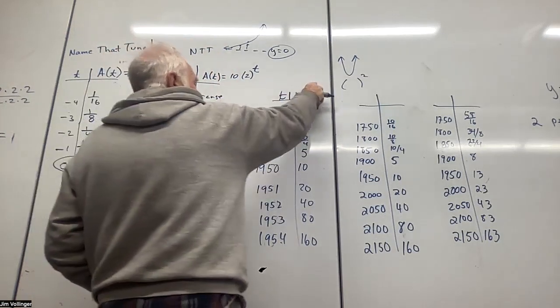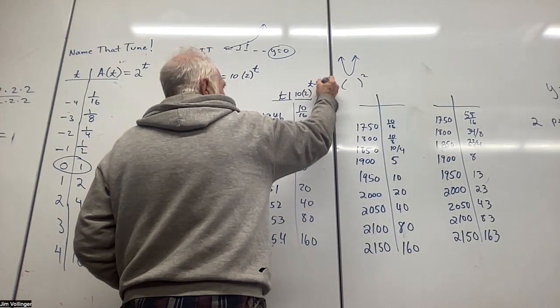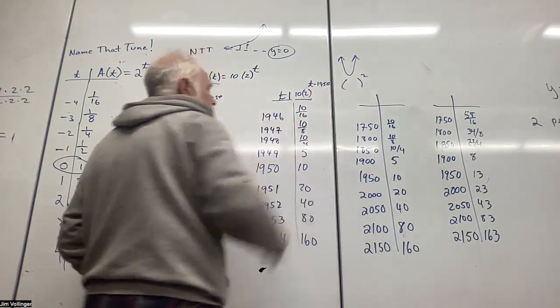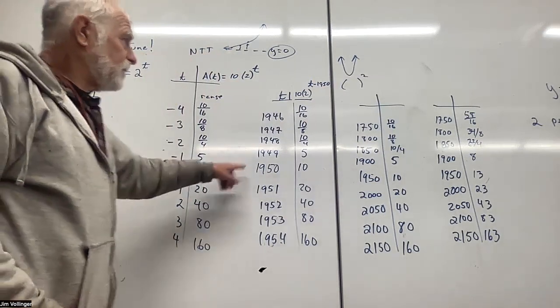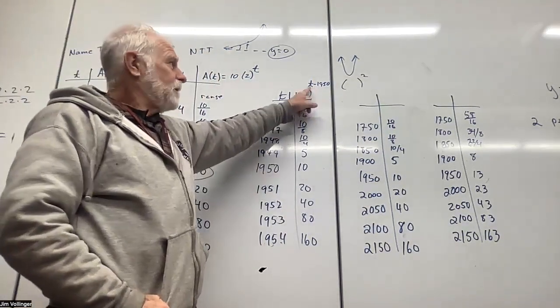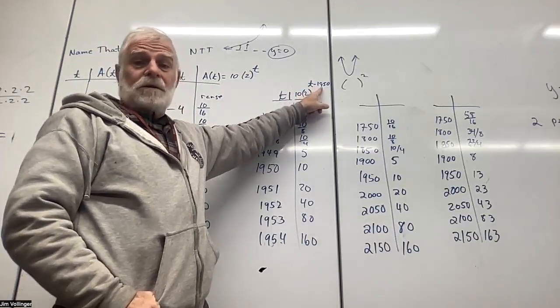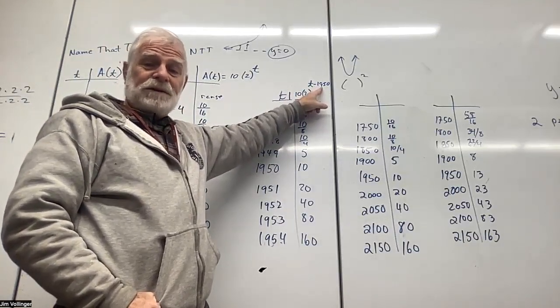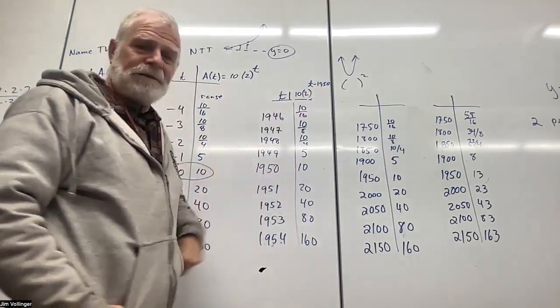But when I put in 1950 and I want it to be 0, oh, t minus 1950. I think that's what's going on. Let's put 1950 into our tune. 1950 minus 1950 is 0. Doesn't hurt to hear what 2 to the 0 is again. 1 times 10 is 10.